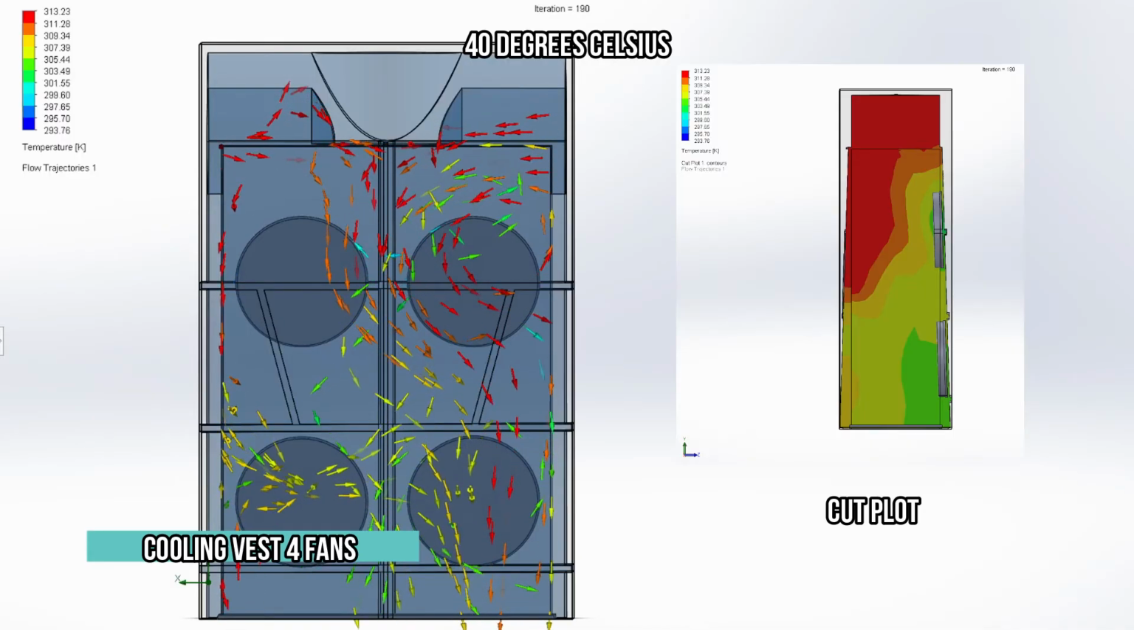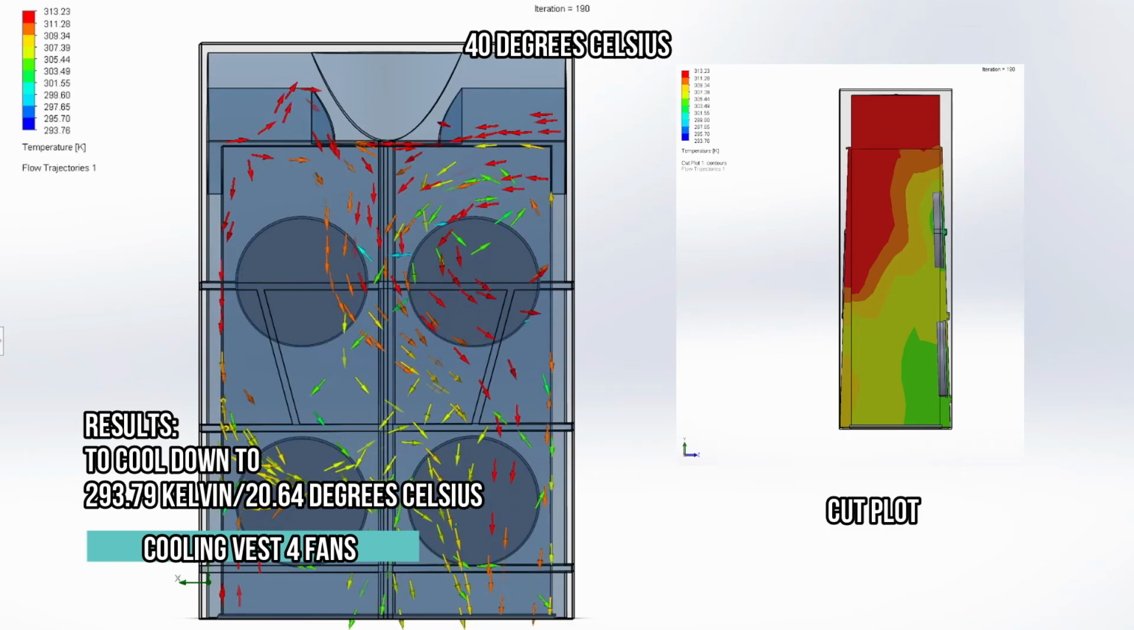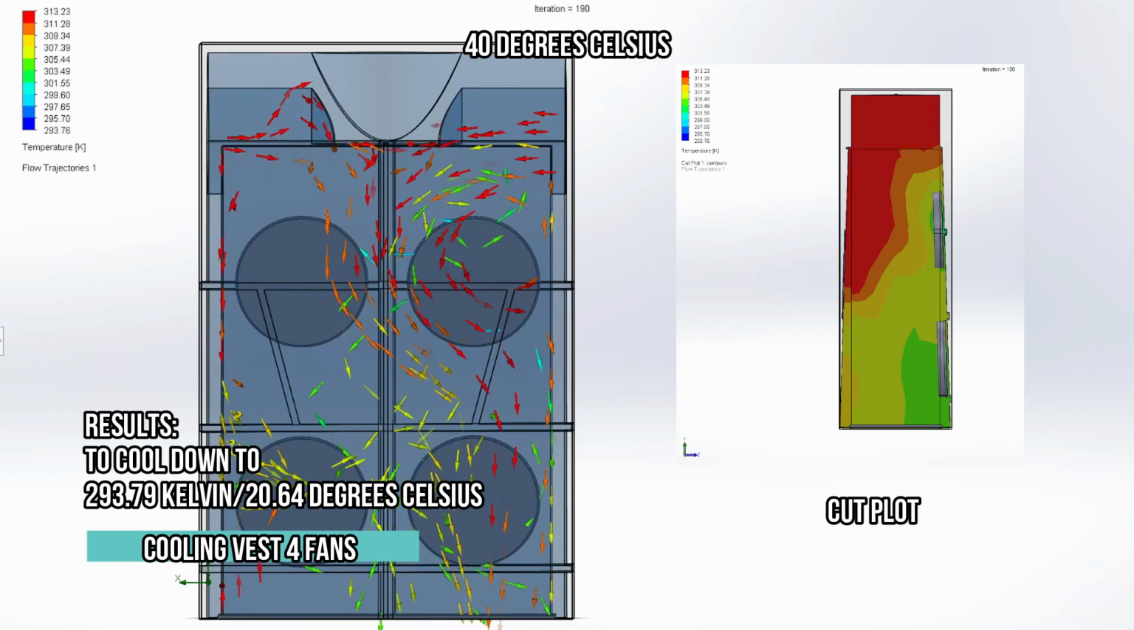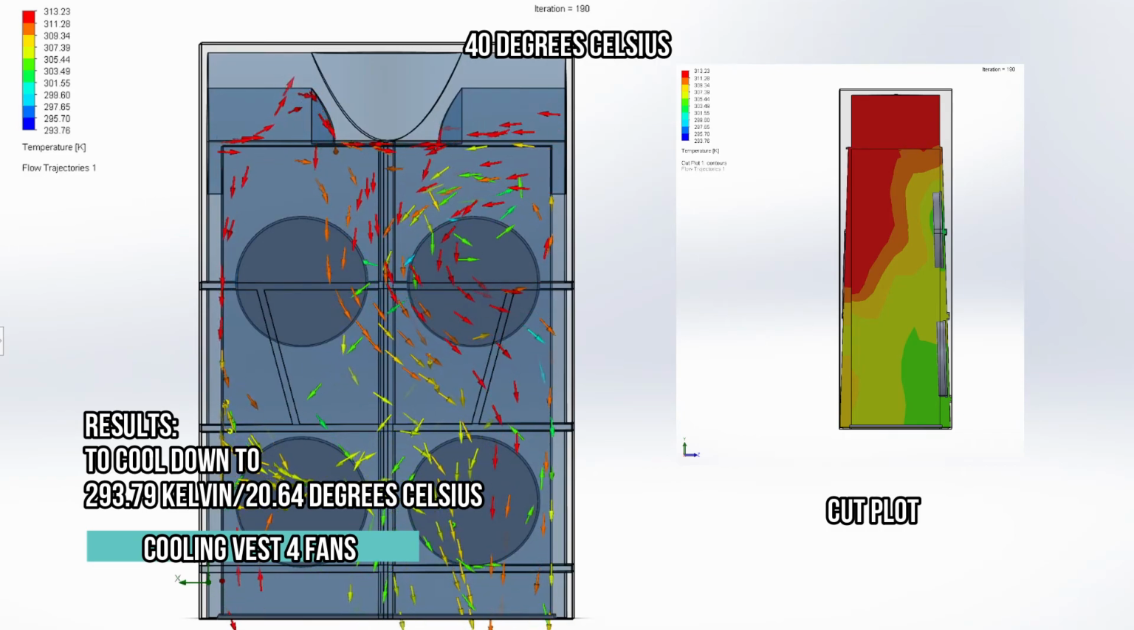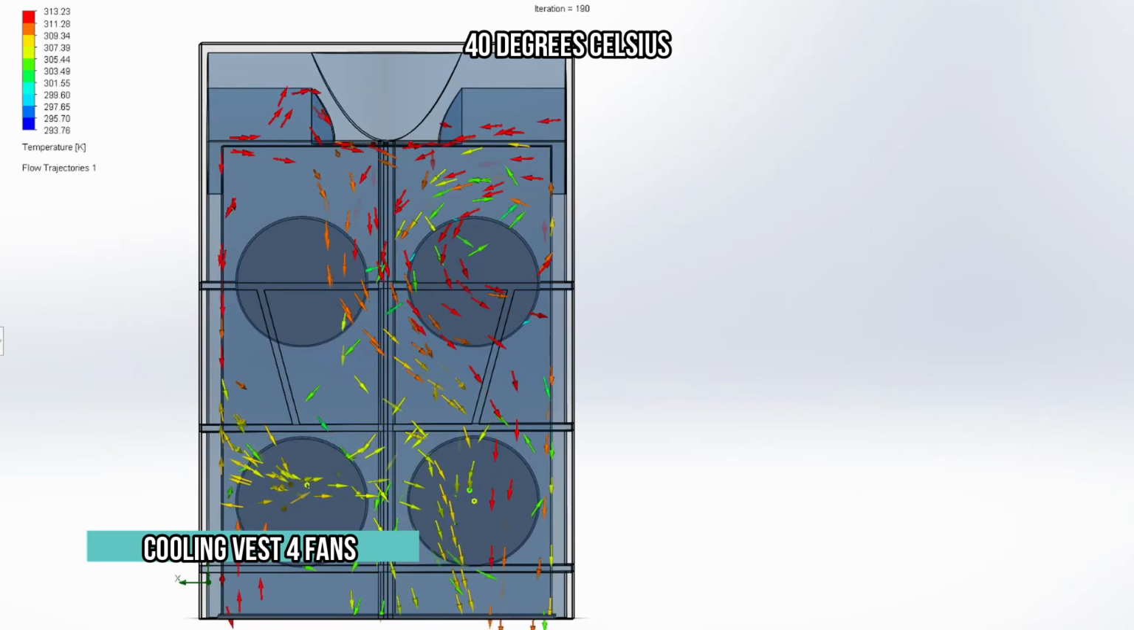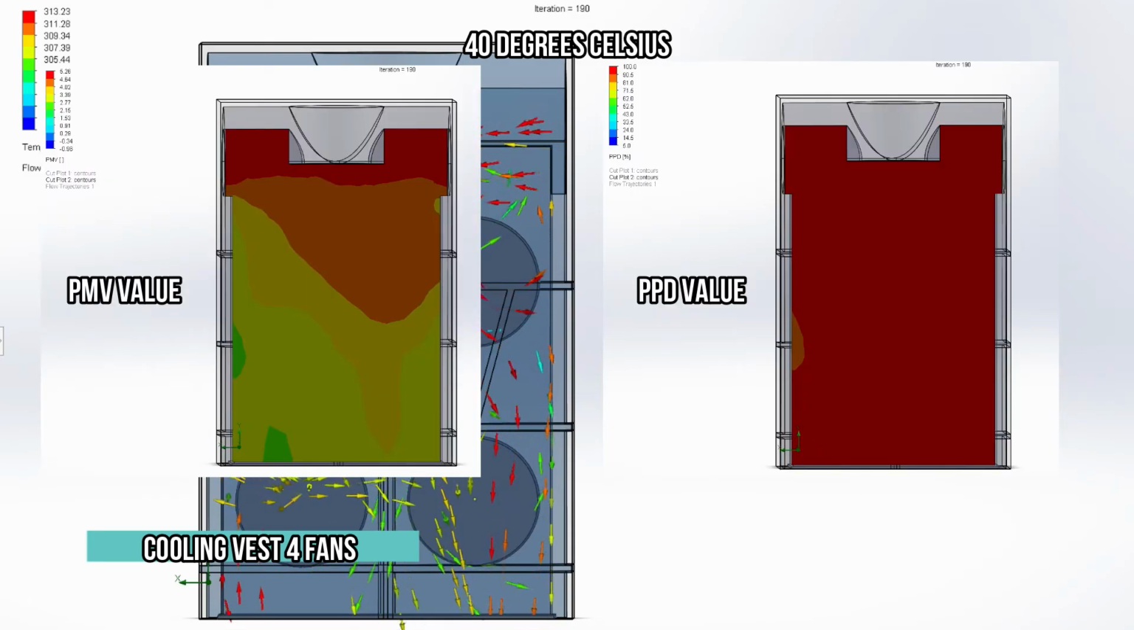Lastly, the 40 degrees Celsius. This is the preview of the airflow and the cut plot. It was able to cool down to 293.79 Kelvin or 20.64 degrees Celsius. This is the PMV and PPD value.